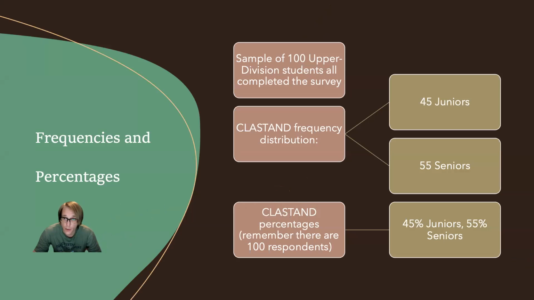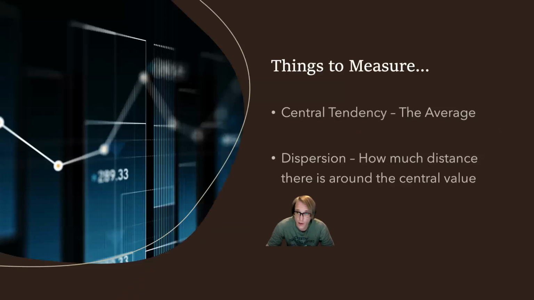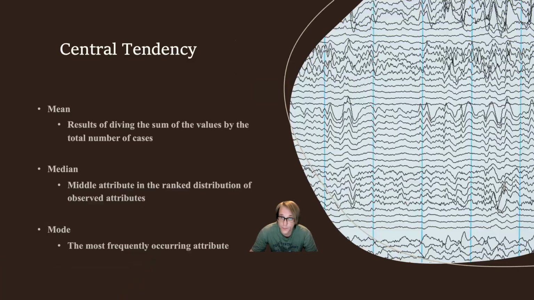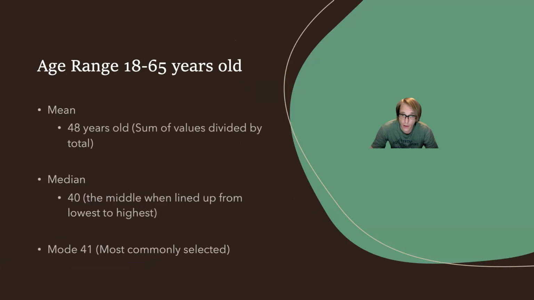So we're looking at the samples, right? Class standing, we just talked about this: 45% juniors, 55% seniors, perfect, right? Things to measure: central tendencies, the average, and dispersion, how much distance there is around the central value. And now we're at the central tendency, mean, median, and mode, what we just went over. And then we're looking at the average age, so mean, median, mode again.